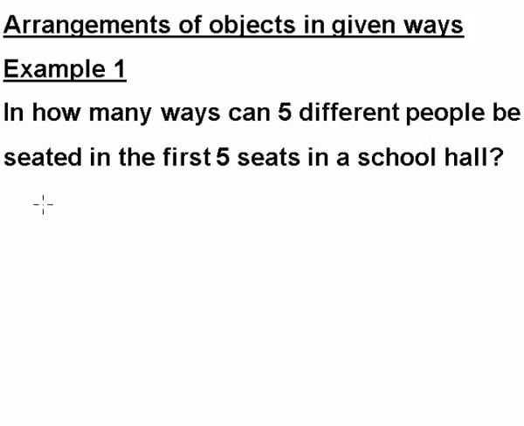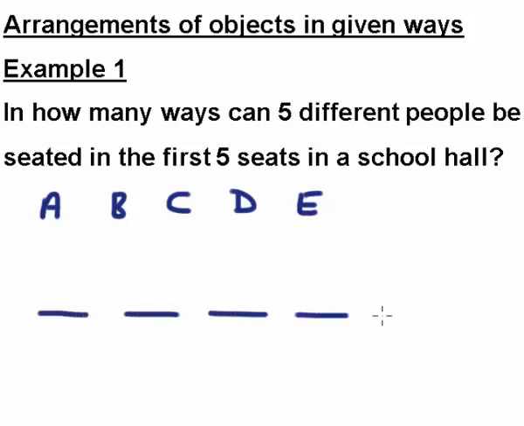So let's choose some people. Let's call the one A for Alan, B for Bill, C for Colin, D for David, E for Eugene. We'll use boys in this case. Great, and there are 5 seats in a school hall, and we want to find the different ways. In how many different ways can these 5 guys be seated?